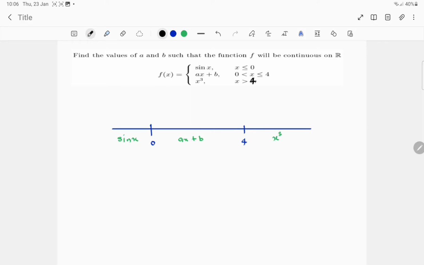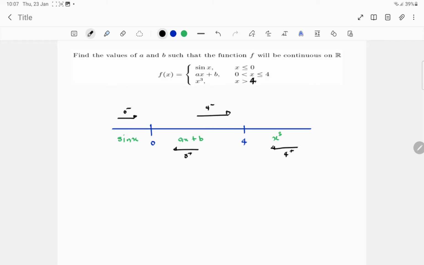And referring to the previous video, we said that if we want to find the limit as x approaches 0 from the negative, and here will be 0 from the positive, and 4 from the negative, and here will be 4 from the positive.